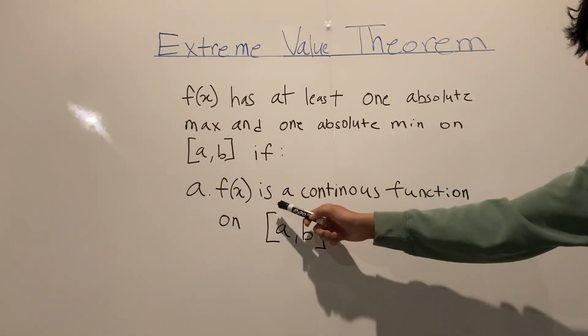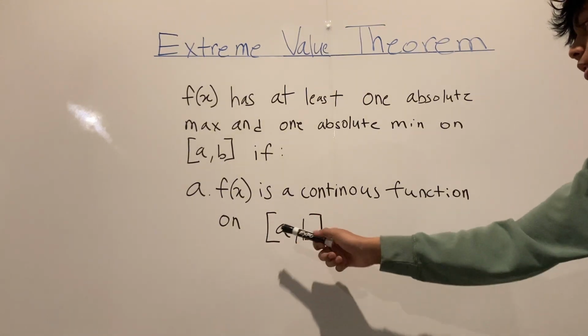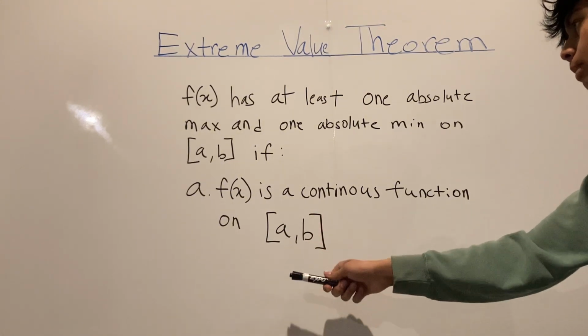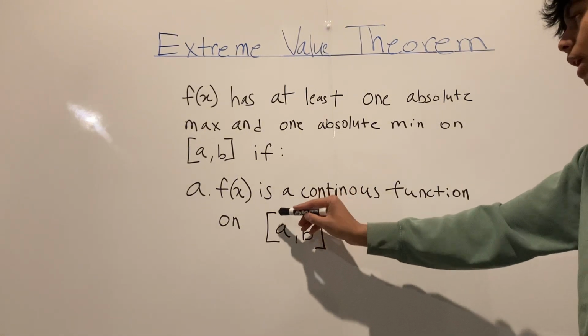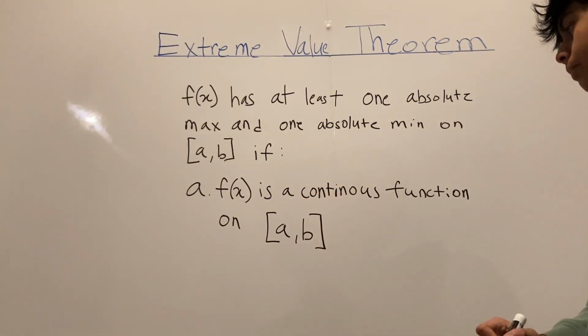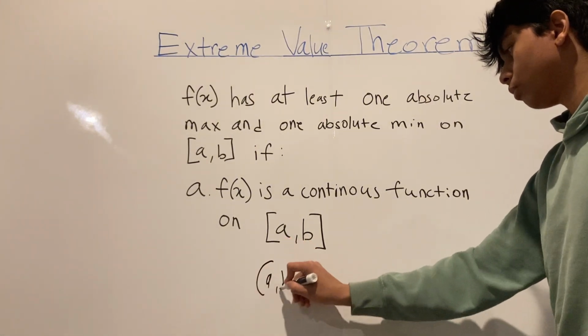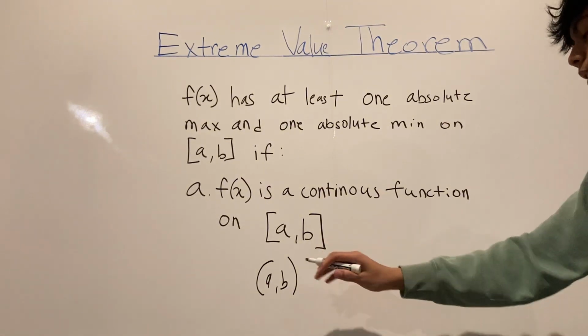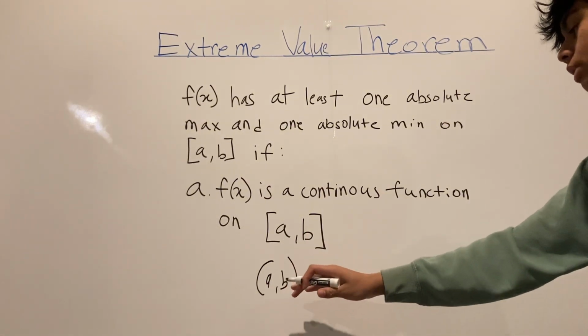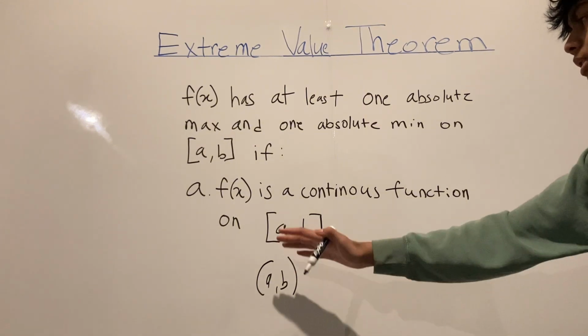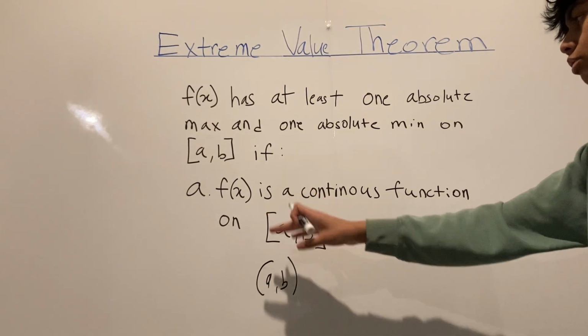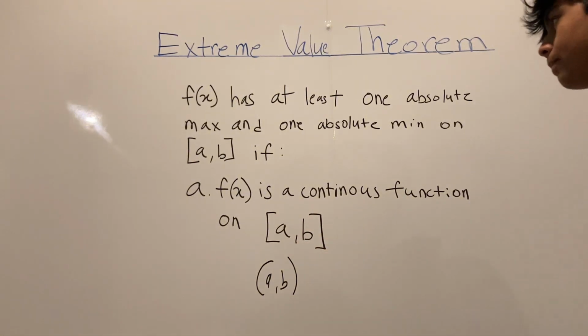And when there's a bracket, that means a and b are inclusive, so you include the points a and b. If it was a through b with just open parentheses, then you're excluding a and b, so it's everything between them. But since the theorem is closed brackets, you include a and b.